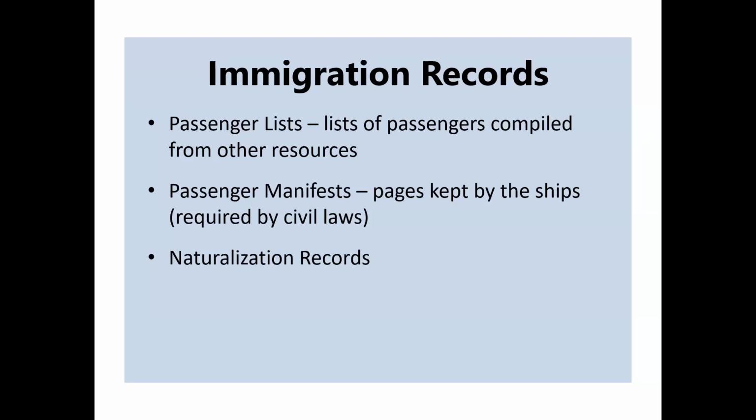Passenger manifests are the pages that were kept by the ships and the shipping companies that were required by civil laws, and they start at different times. For the US, the passenger manifest began in 1820. And then, of course, naturalization records can also prove useful.